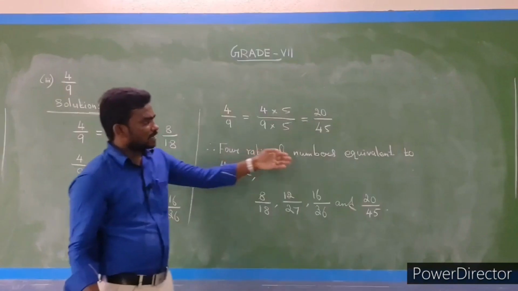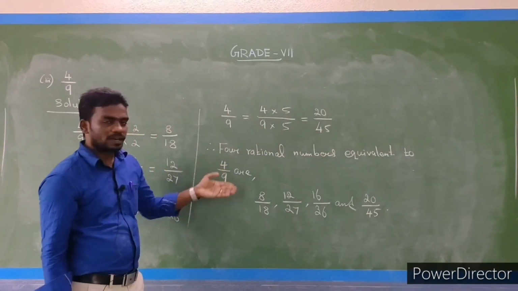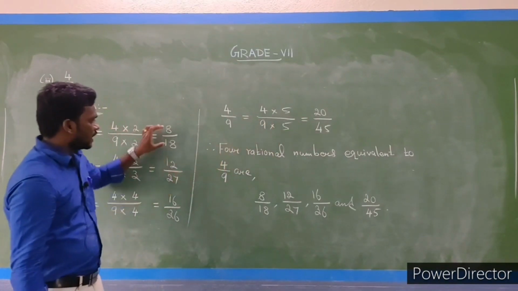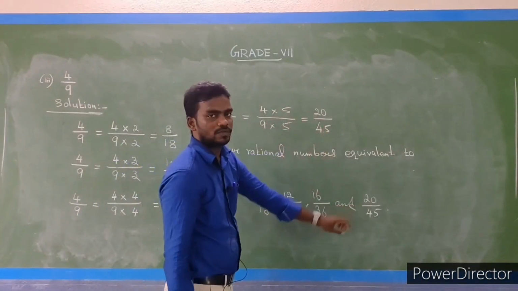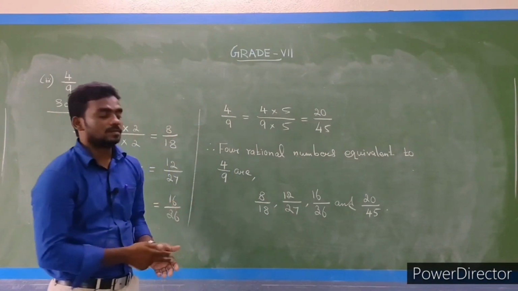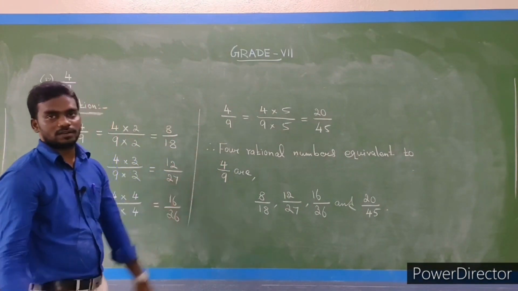Therefore, 4 rational numbers equivalent to the number 4 by 9 are 8 by 18, 12 by 27, 16 by 36 and 20 by 45. These are the rational numbers equivalent to 4 by 9.